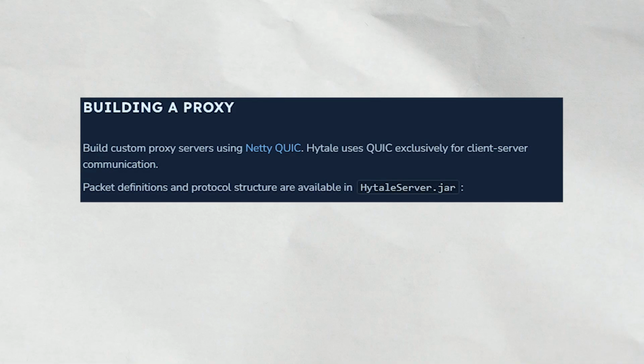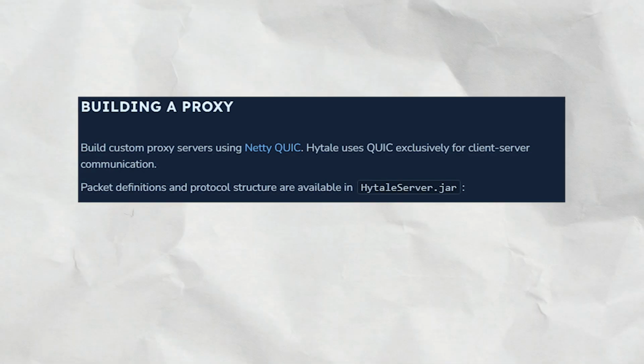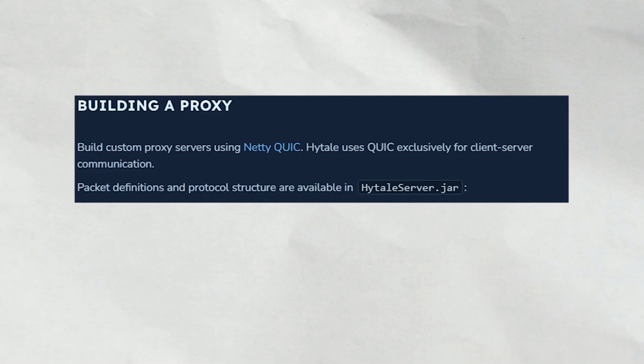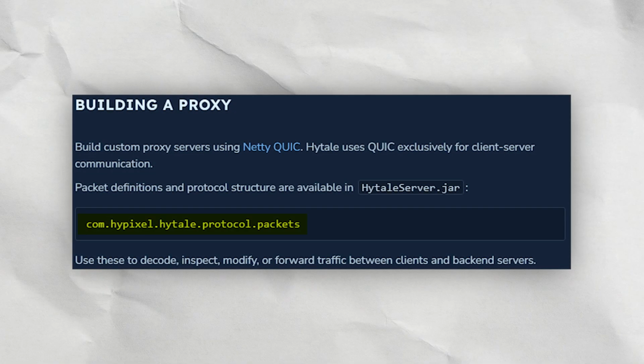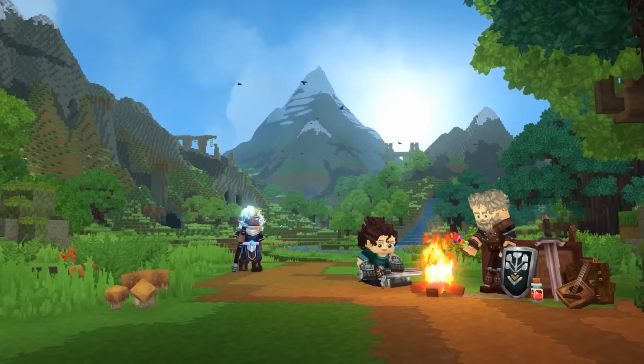Now to building a proxy. If you want to build a custom proxy server, use Netty QUIC. Hytale uses QUIC exclusively for their client-server communication. Packet definitions and protocol structure are available in the HytaleServer.jar. This is what the command line looks like. Use these to decode, inspect, modify, or forward traffic between clients and the backend server. Now your server should be fully running.